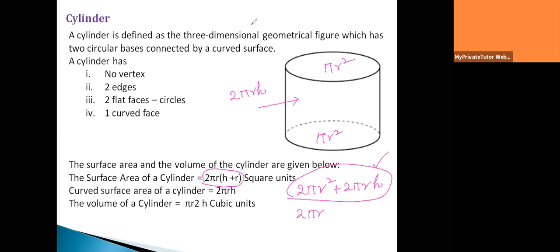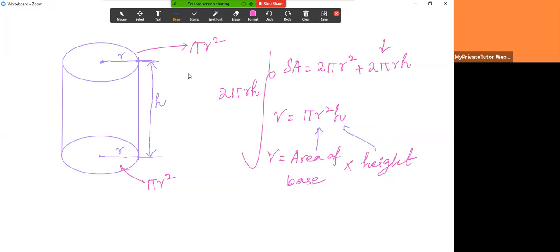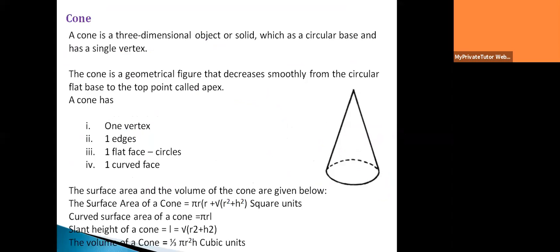Okay, guys, let's go to the next shape, which is the cone. This is how it looks. I think you have seen a cone very well. It's a three-dimensional shape. Generally speaking, a cone has one circular base, and it has one vertex. You can see where the vertex exists.